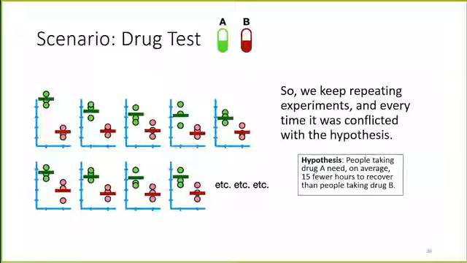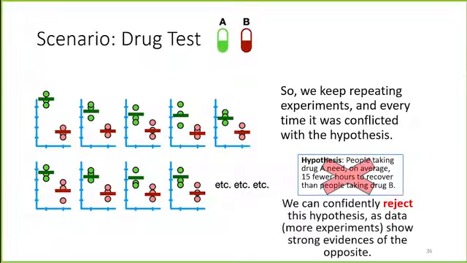So how can we conclude this? Do we say the hypothesis is wrong? No, we don't say it like that. We don't say the hypothesis is right or the hypothesis is wrong in statistical testing. What do we say? We say that we now have a lot of experiments, right? That means we are more confident, right? We can confidently reject the hypothesis because the data with more experiments show strong evidence that it's the opposite.